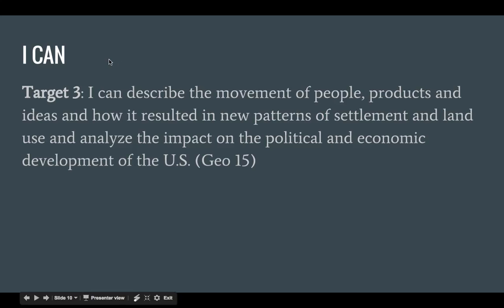So first we'll start with the I can statement. It's target 3. I can describe the movement of people, products, and ideas and how it resulted in new patterns of settlements and land use, and analyze the impact on the political and economic development of the U.S.